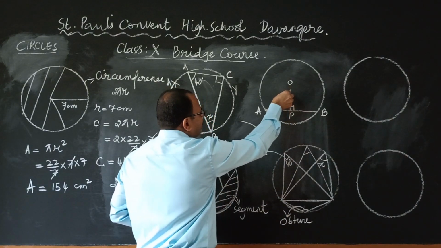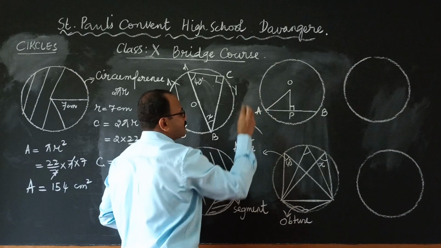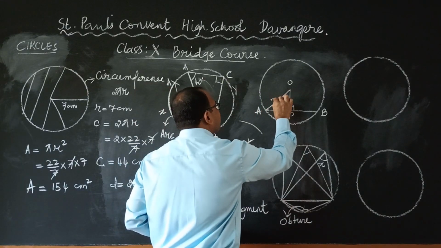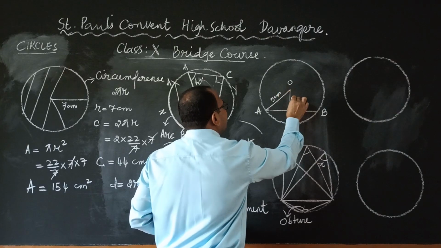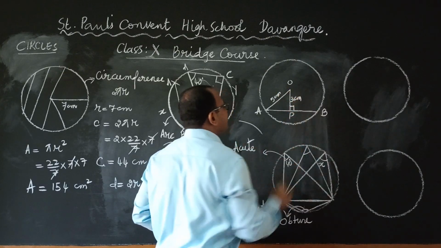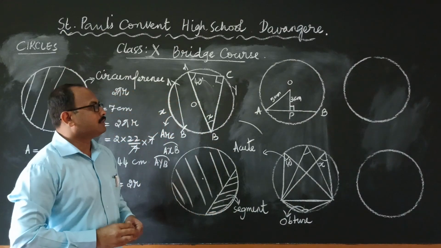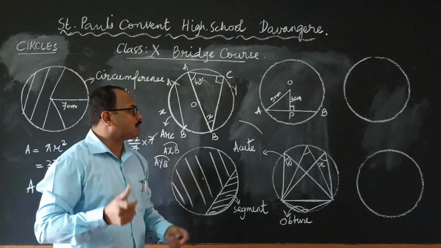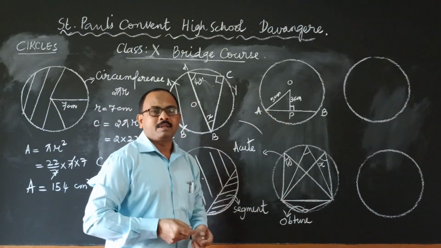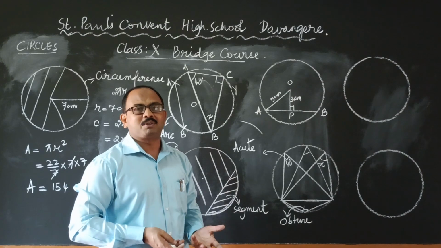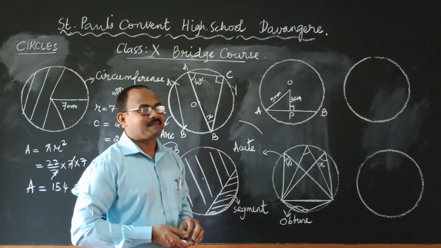Then, if a question is like this, children. This is 5 centimeter. This is 3 centimeter. Find or calculate the value of AB or calculate the value of AP. This is how a question can be asked, children. We must be in a position to calculate this.